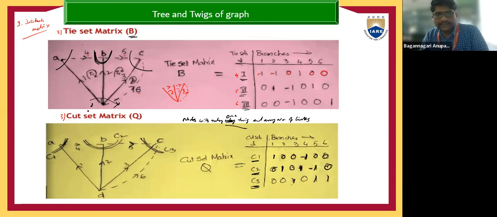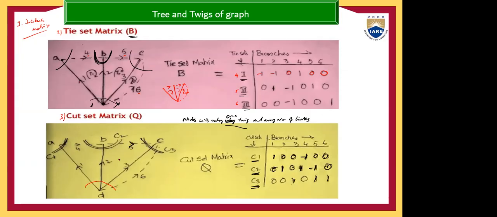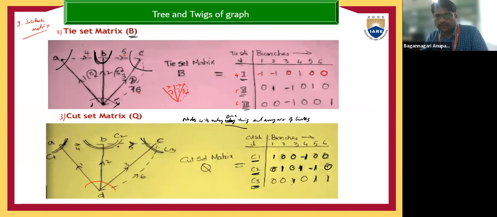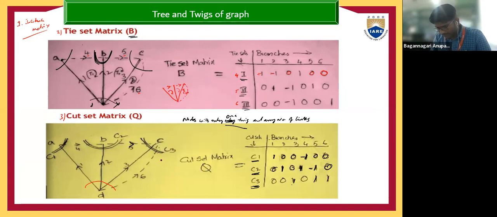Now the Cutset matrix. How do you write the Cutset matrix? What's the condition for drawing a Cutset? Why do I consider nodes A, B, and C only as Cutsets? Why not D? It should have only one twig. Irrespective of the number of links, it should have only one twig. That's the reason we have it only at A, B, C, but not at D.